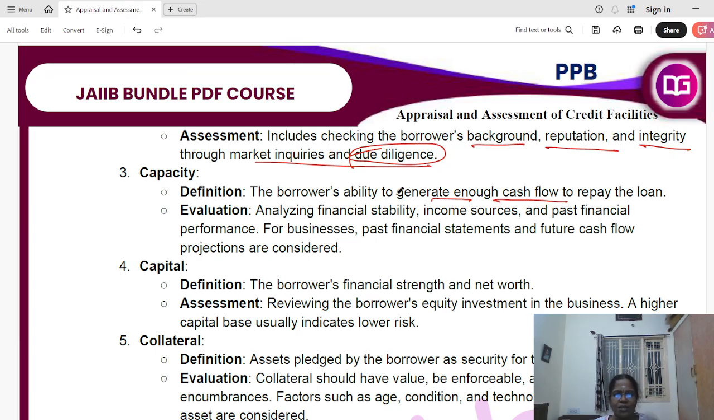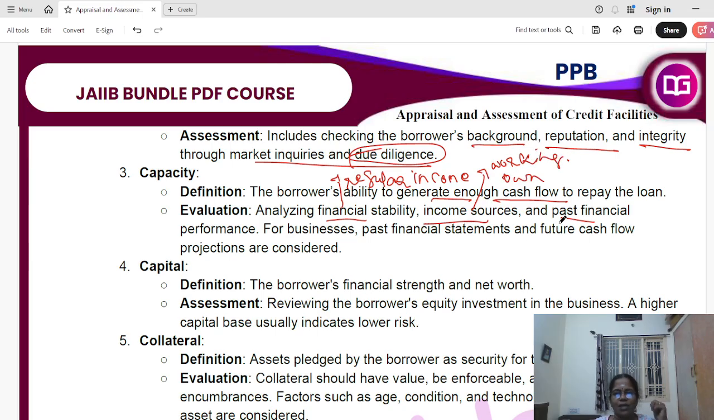This capacity can be assessed through their financial stability, income sources, and past financial performance: whether they have taken a loan previously, whether such a loan amount was repaid properly or not, and what the various sources of income are. Financial stability is nothing but whether the applicant has a regular income or not. If it is a regular income, what is their income source? Whether they are working as an employee of a particular company, or doing their own business.